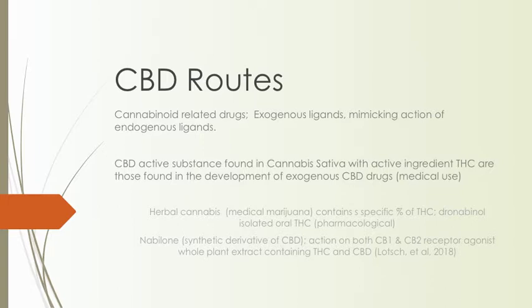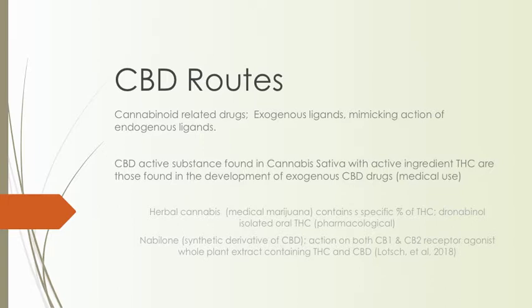These are exogenous ligands, so molecules that come from external. They're not in our bodies. So they mimic the action of endogenous molecules. Again, the CB1 and CB2. So CBD, the active substance found in cannabis sativa, with the active ingredient THC, and those are the molecules that are found in the development of CBD drugs.